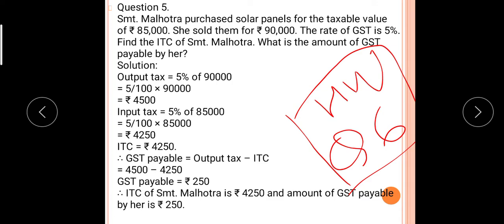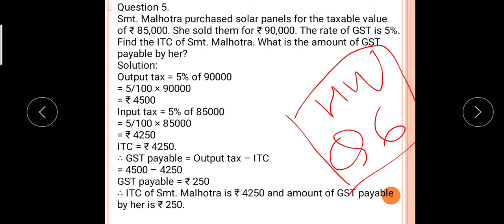Now in this example, what happened? The taxable value of those panels is 85,000. Smith Malhotra purchased, and she sold at 90,000. So the selling price is 90,000, the purchasing price is 85,000. Always remember, your output tax is calculated on the selling value and the input tax is calculated on the purchasing value, and GST payable is always equal to output tax minus input tax credit. Understood? When the purchasing and selling taxable values and the rate of GST are given, then you have to calculate output tax, input tax and then GST payable.